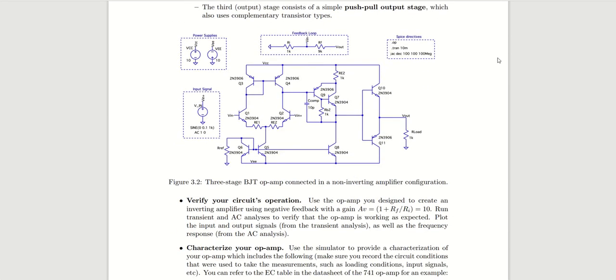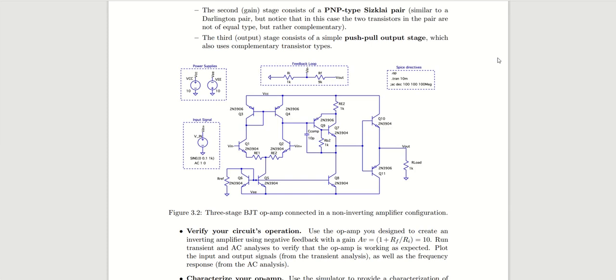So looking at the provided schematic, we see the differential input, we see a current mirror, this is going to be your gain stage, and this is your output stage. And so the second stage consists of a PNP type cis-Cli pair. And so that is this configuration right here. It's also known as a compound Darlington.